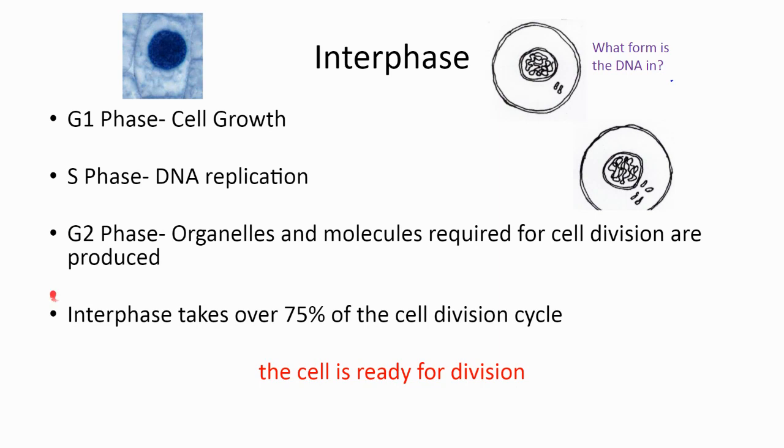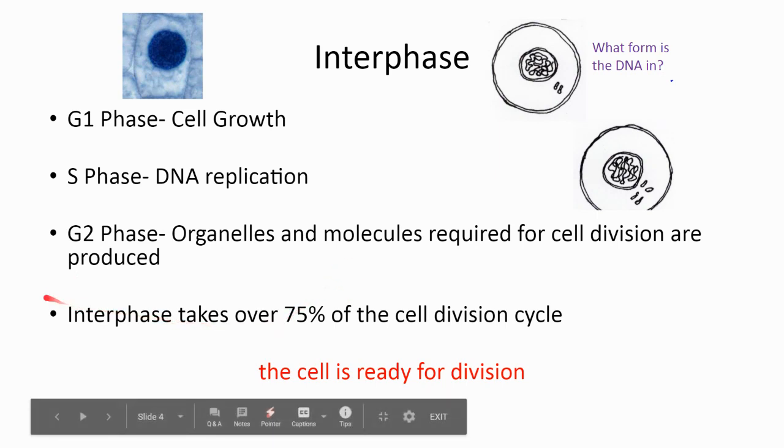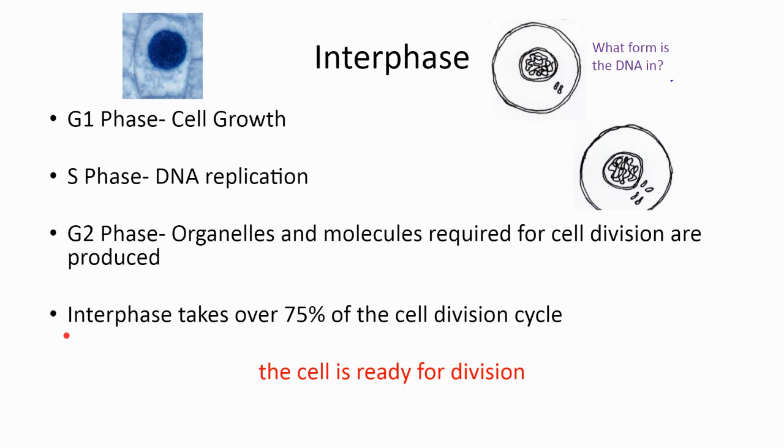So, say that your original cell had one mitochondria, you have to double that, so then your other cell has one mitochondria, and now the other cell only has one mitochondria. Okay. Now, interphase does take roughly 75% of the cell division cycle, which is the majority of the time.